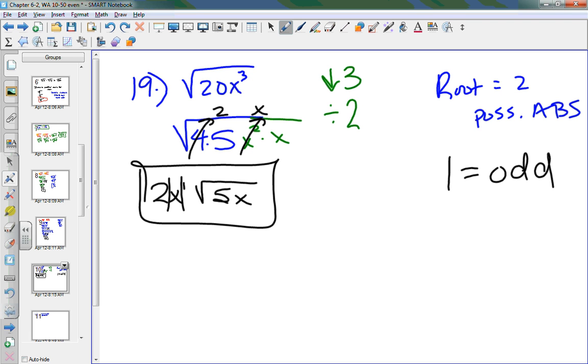You have to put the absolute value bars around the x. So the answer is 2 absolute value x times the square root of 5x.